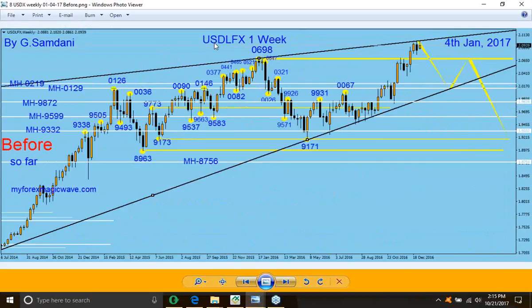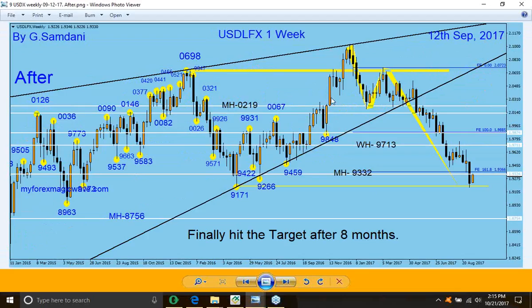In the longer term, look how I'm watching and following this USDX chart, the US dollar index. This is in January 2017 when I made this call that we're going to come down in this fashion. We'll come down first here, then go up back to 96.98 and then drop to 91.71. Straight down, right? I made this chart. And look what happened to this chart. We came down exactly as I said.